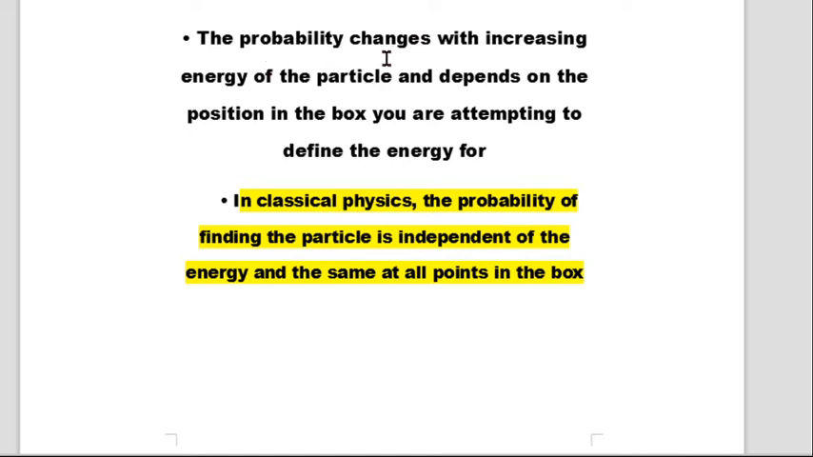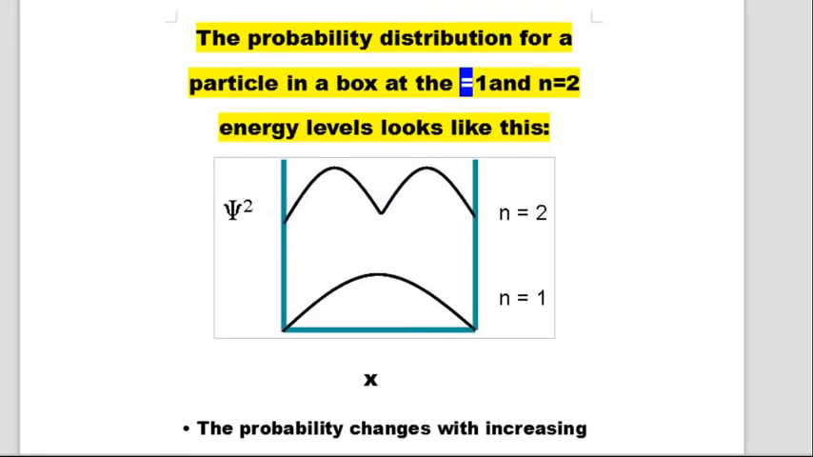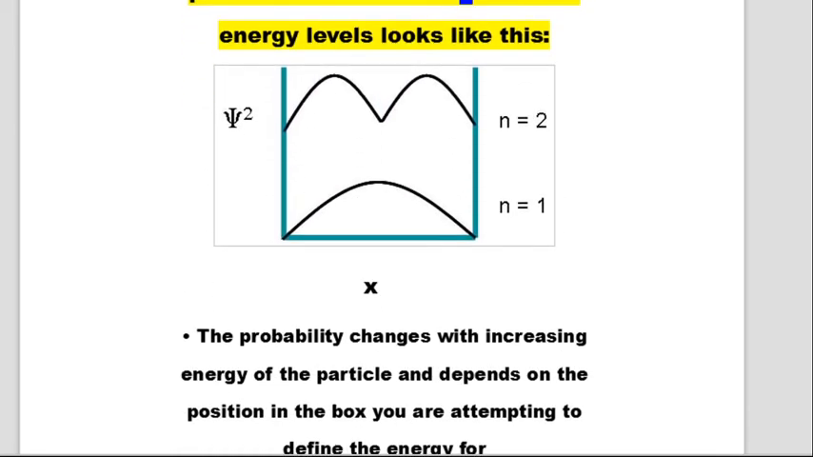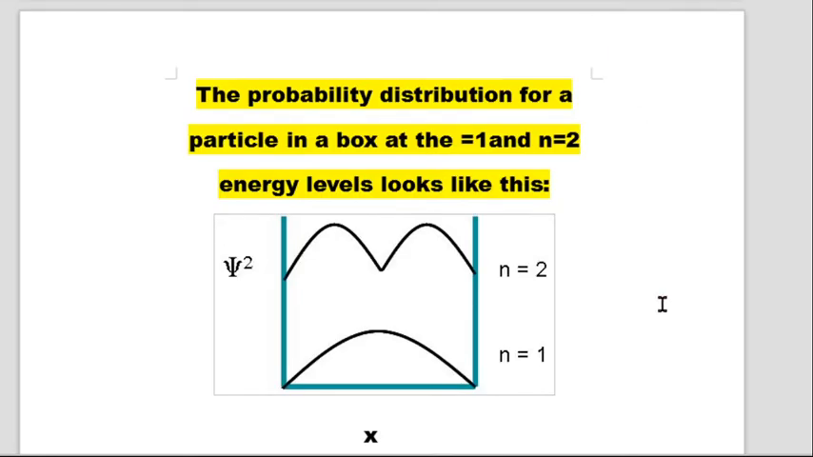We can see that the probability changes with increasing energy of the particle and depends on position in the box. So the probability depends on 2 factors. Energy, which depends on the quantum number, we have already seen. When the quantum number increases, energy changes.